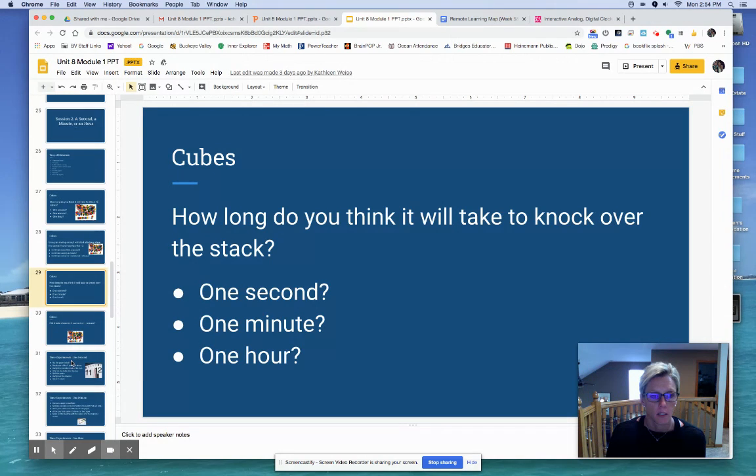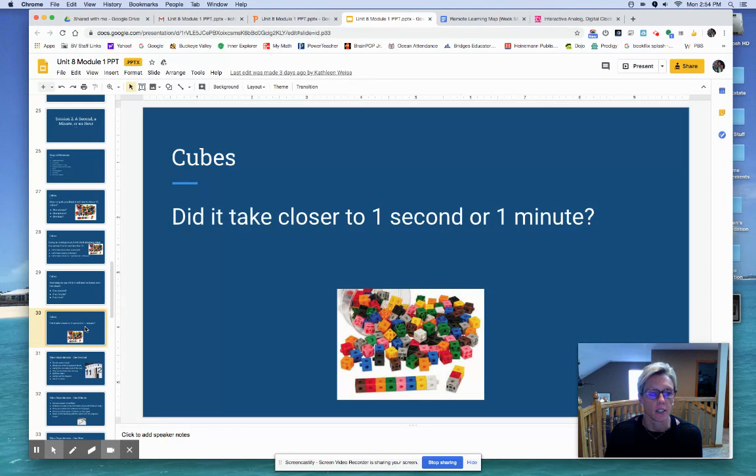Then the next challenge is, how long do you think it will take to knock over the stack? 1 second, 1 minute, or 1 hour? Think about it. What's faster, building it or tearing it down? Also think about which one's more fun, building it or tearing it down. Okay, kind of the same question, 1 second or 1 minute.